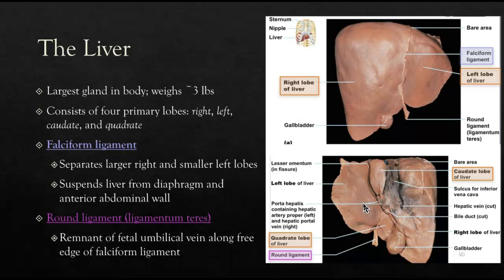So we'll start off with the structure of the liver. It is the largest gland in our body and weighs approximately 3 pounds. We have 4 different lobes here. We have the right lobe and the left lobe.